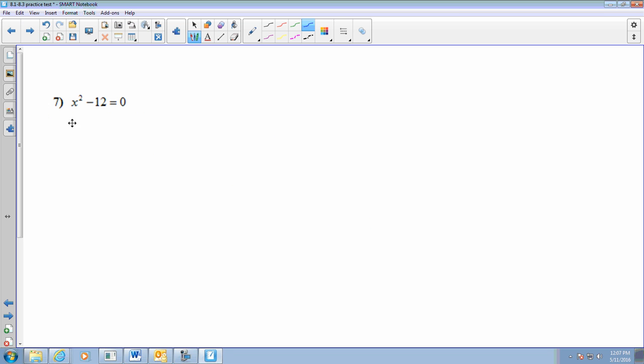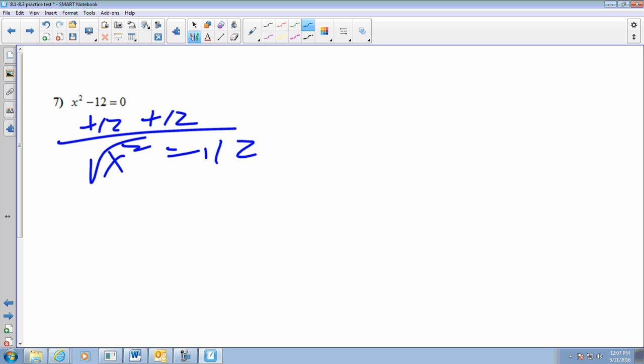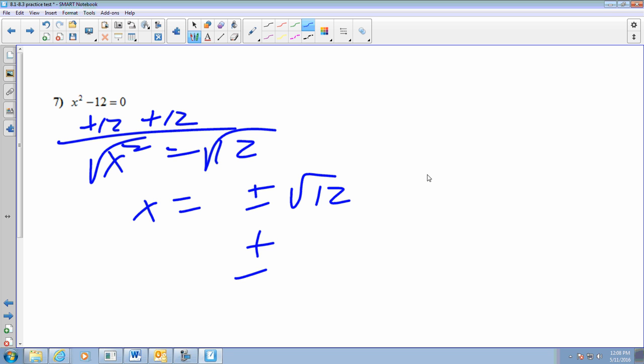Number 7, again, they tell us to use any method, so I'm going to do it by solving for x. And I get x squared equals 12, square root, x equals plus or minus the square root of 12. And we want to simplify that: 4 times 3 is 12, so the 4 comes out as 2 root 3.